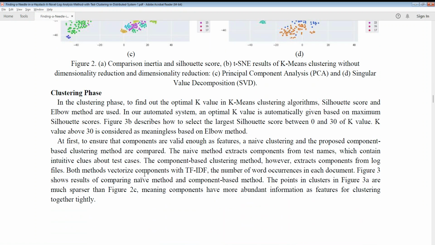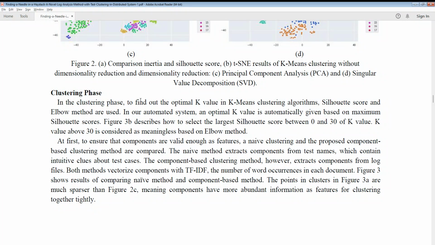The clustering phase. In the clustering phase, to find the optimal K value in the K-means clustering algorithm, silhouette score and elbow method are used. In our automated system, an optimal K value is automatically given based on maximum silhouette scores. Figure 3b describes how to select the largest silhouette score between 0 and 30 of the K value. A K value above 30 is considered meaningless based on the elbow method.